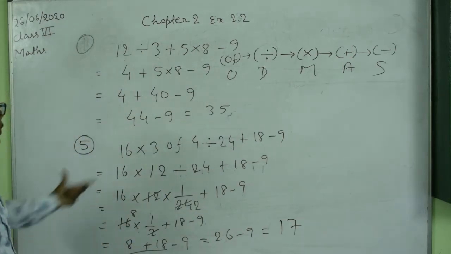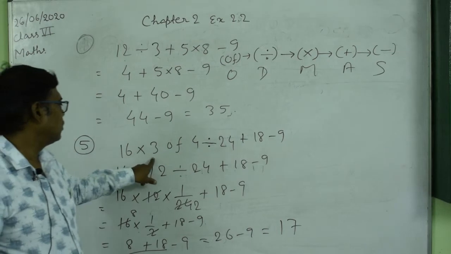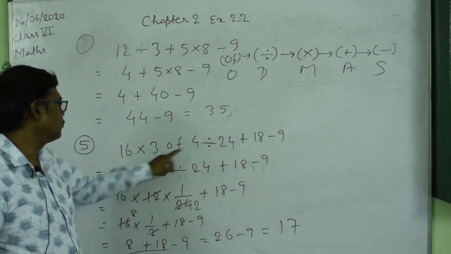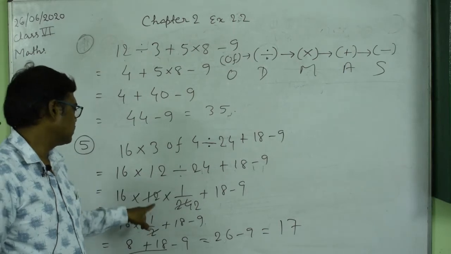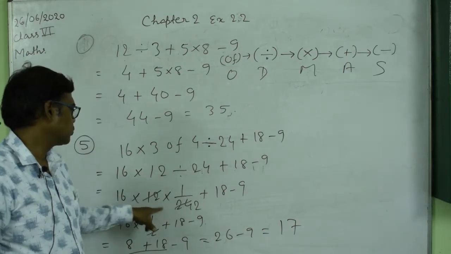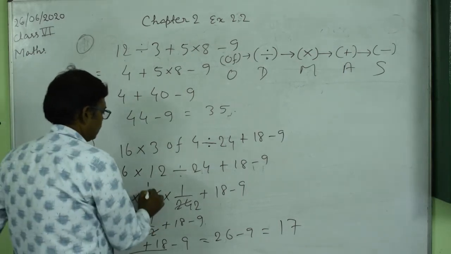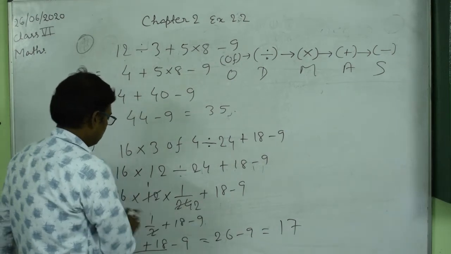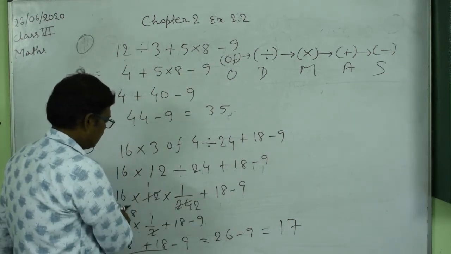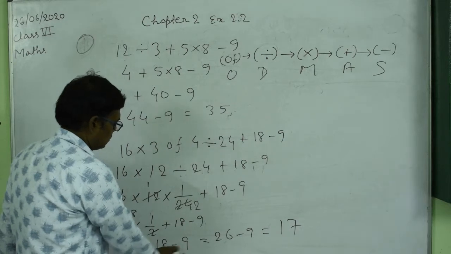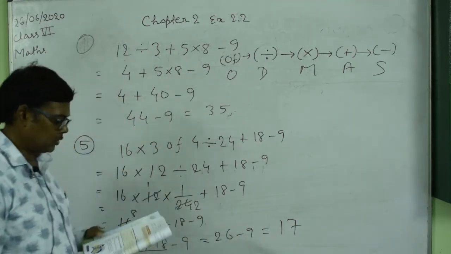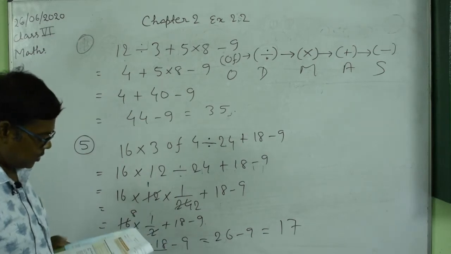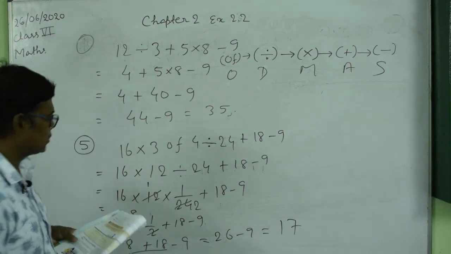Okay, in this way you will solve. First, the of operation, that is here 3 of 4, it is 12. Then the division operation, 12 divided by 24, that is 12 into 1 by 24. So it will be 1 and then 2, that is 1 by 2. 16 into 1 by 2 is 8, and then 8 plus 18 is 26, and 26 minus 9 is 17. So this is the answer. And next question I will do number 6.